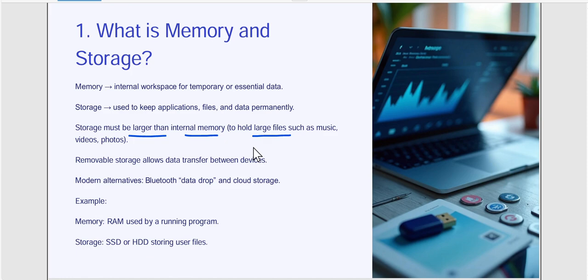Removable storage devices basically allow the transfer of data between devices. When we talk about removable storage devices, you have a USB, you have an external HDD, that would be used as a removable storage device. Modern alternatives are Bluetooth, data drop, or cloud storage. These are the modern alternatives for data transfer.